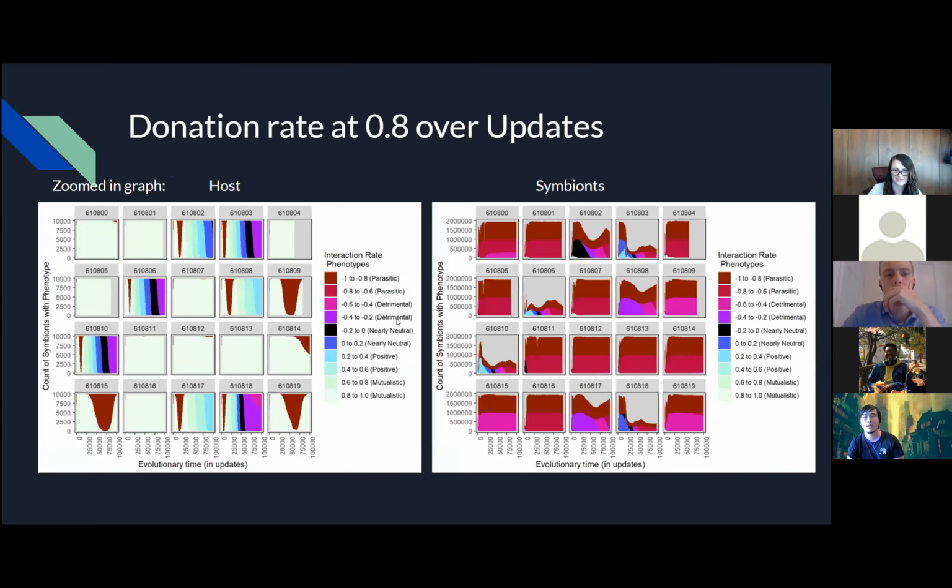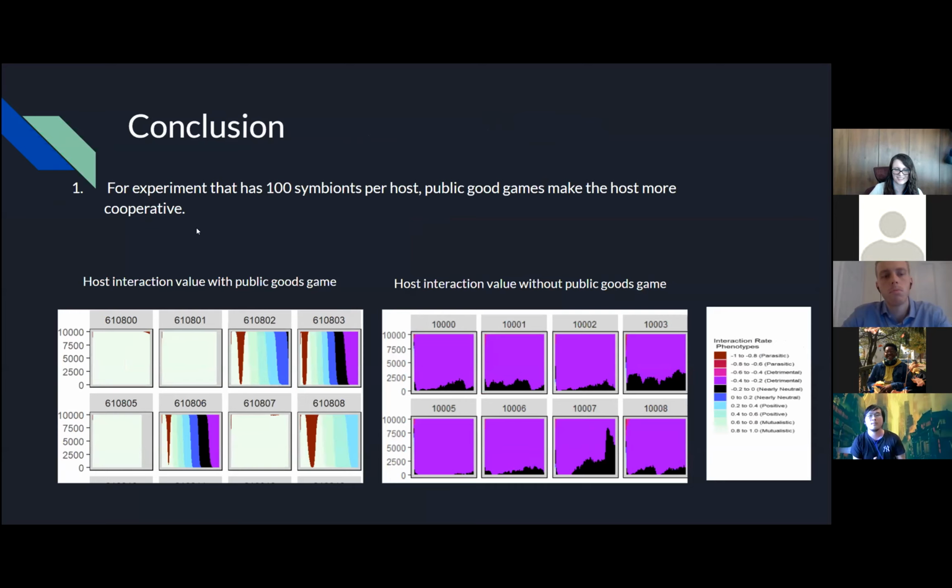So we zoomed in to see what really happened. In the graph, we can see that most of the hosts are mutualistic, except there is some gradually changing layer that happened in certain replicates, and it's the same for the symbionts. So the conclusion is, first, for experiments that have 100 symbionts per host, public good games make the host more cooperative.